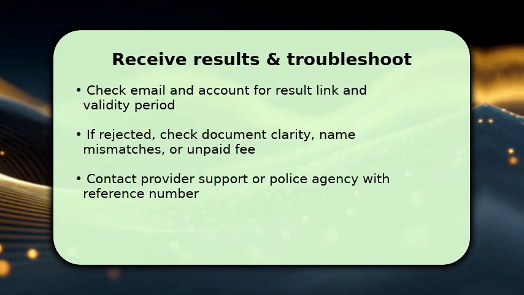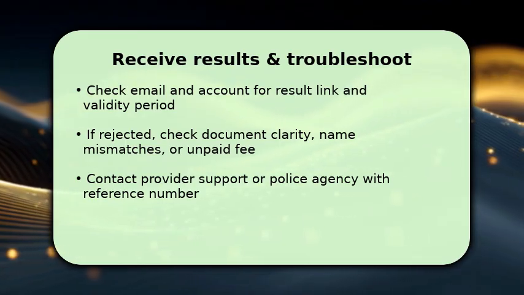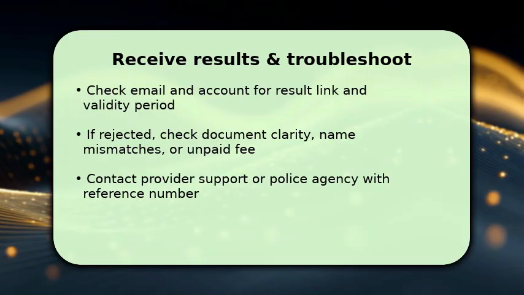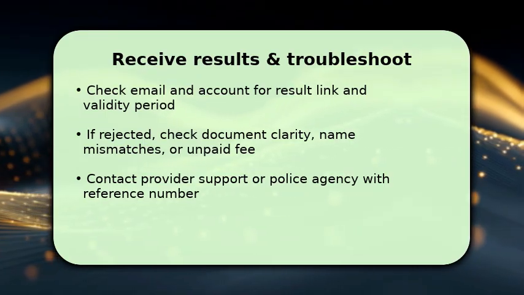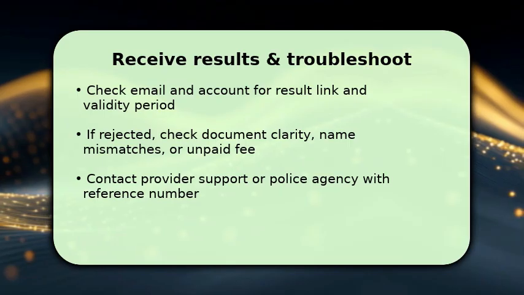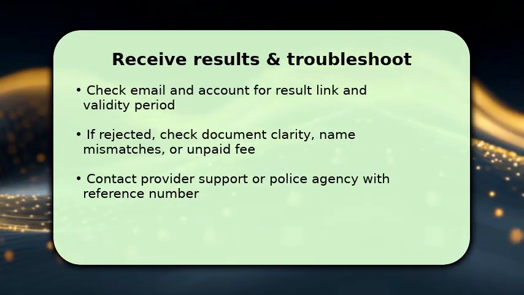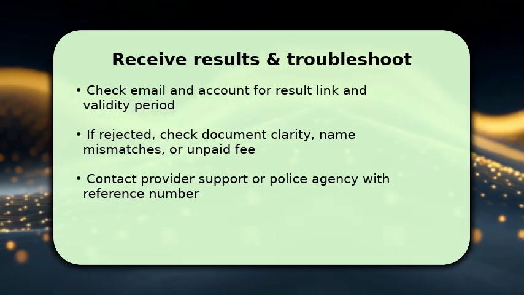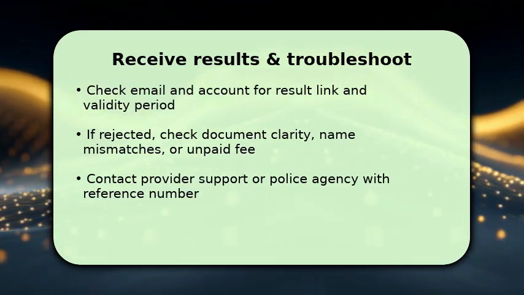If anything is incorrect or your application is rejected, first compare what you submitted to the ID rules. Common problems are name mismatches or unreadable scans. Make sure payment cleared. If issues persist, contact provider support or the police agency with your reference number, and they will advise on revalidation or appeals.